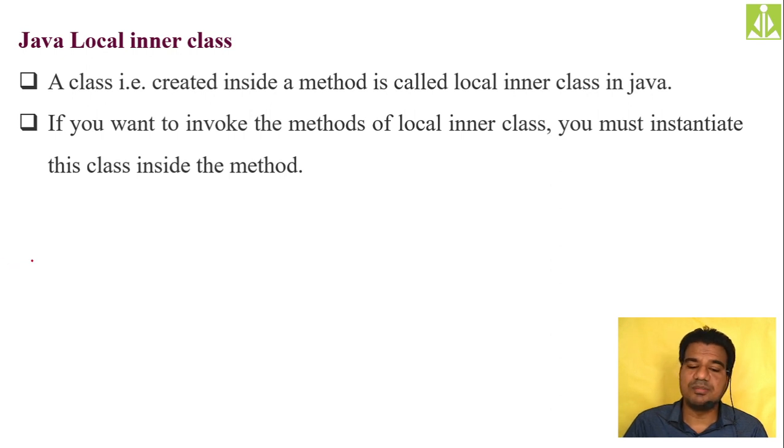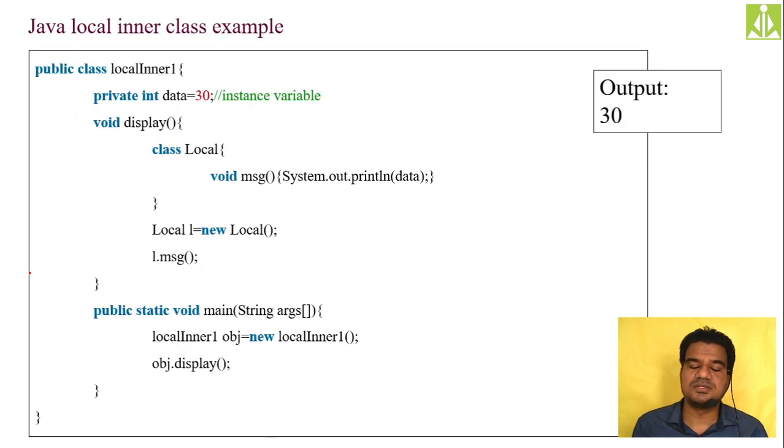If you want to invoke the local inner class, you must instantiate this class inside the method. So whatever class you are taking inside a method, you must invoke that method in order to create the class instance, and in order to invoke the content whatever you kept inside the class. So to demonstrate that, just come to this program.